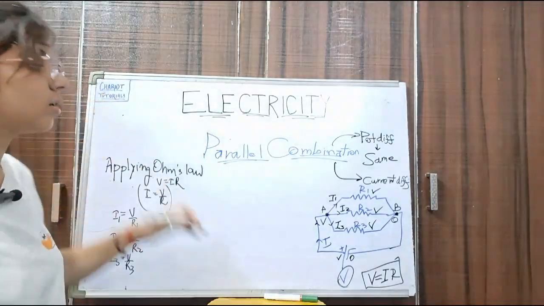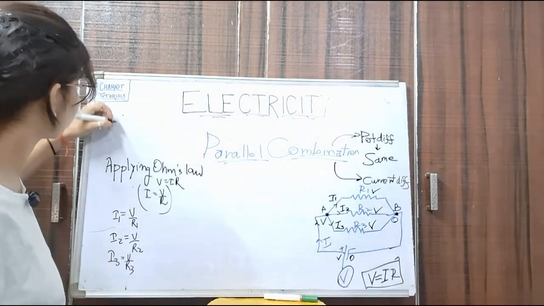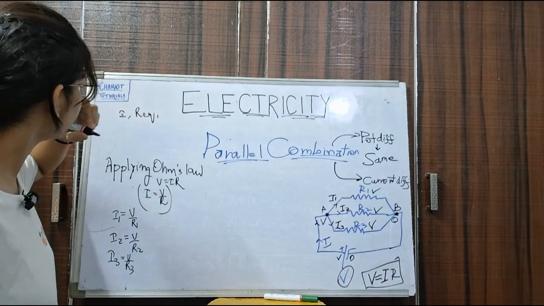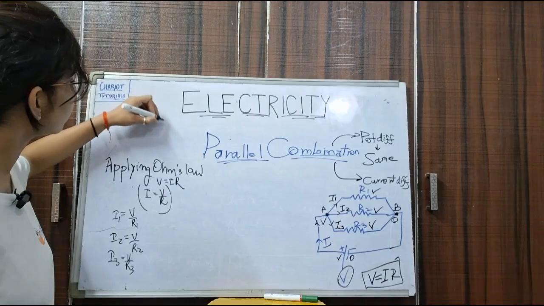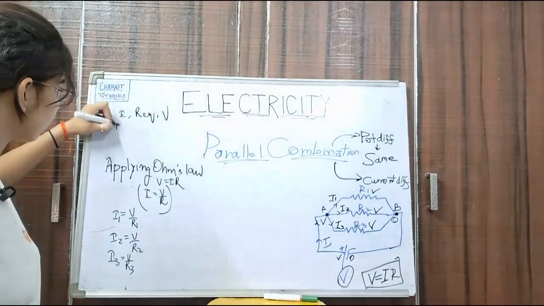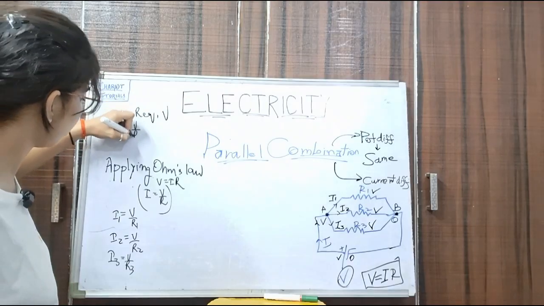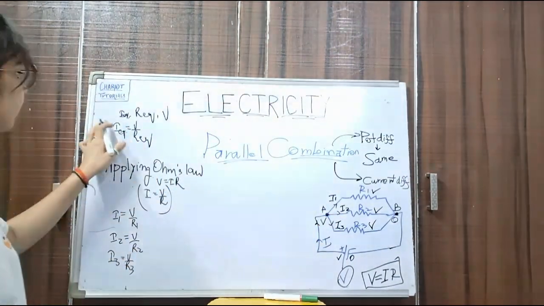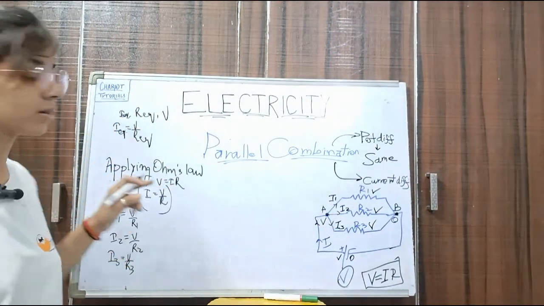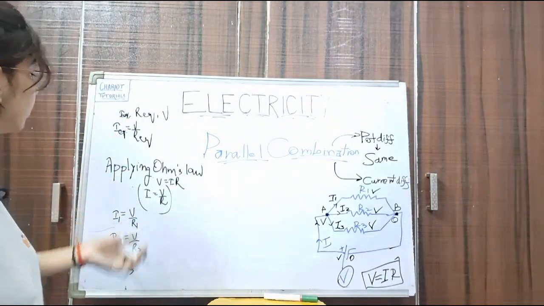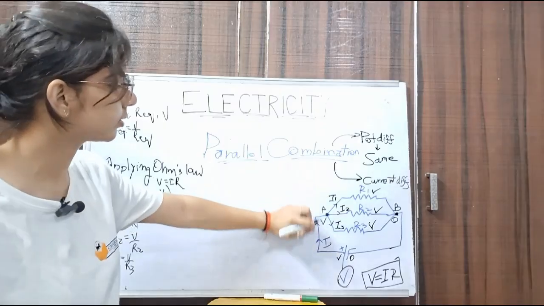So for the whole circuit, the current flowing was I, the equivalent resistance is R equivalent, and the potential is V volt, right? So what will happen now? Applying Ohm's law again, I is equal to V by R equivalent, right? Because different currents are flowing, we have taken the equivalent current across the whole resistor to be I equivalent. And what will be the equivalent current in general according to these three currents?